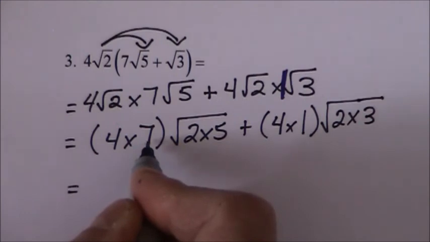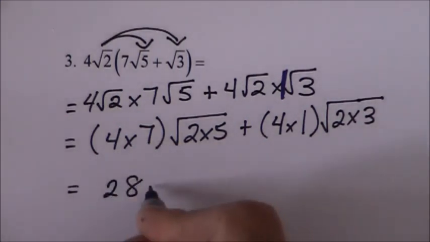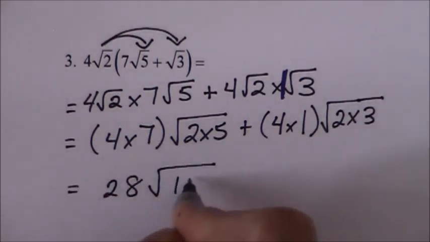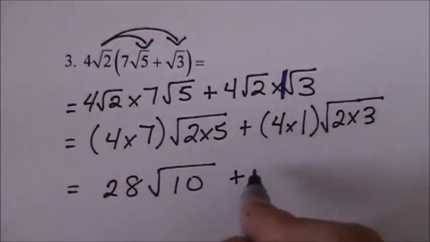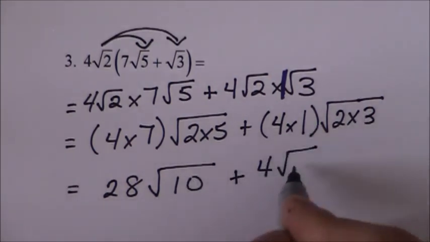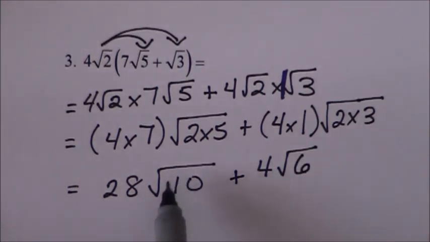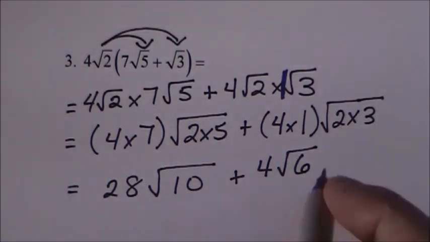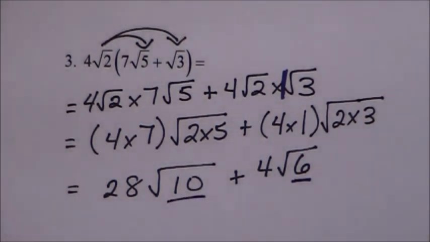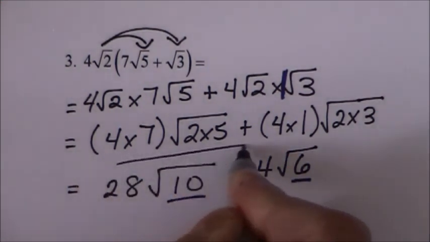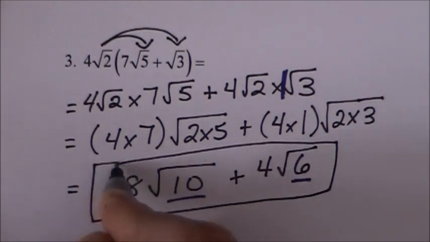4 times 7 is 28. 2 times 5 is 10. 4 times 1 is 4. 2 times 3 is 6. 10, only factors are 2 and 5, so it doesn't simplify. Only factors of 6 are 2 and 3, so it doesn't simplify. As a result, looking at them, these radicands are very different. They are not like terms, so we are not able to add them, leaving this as our final answer.